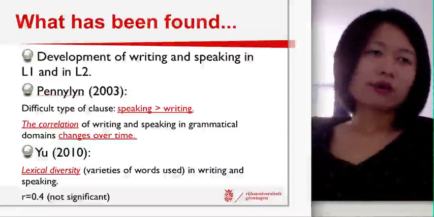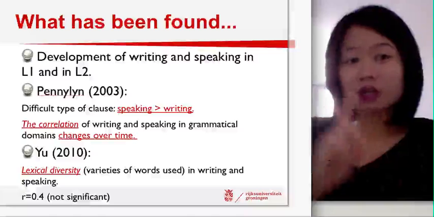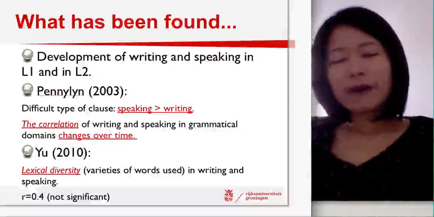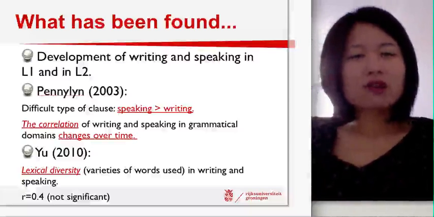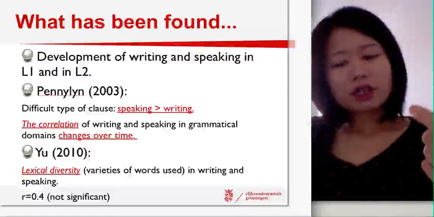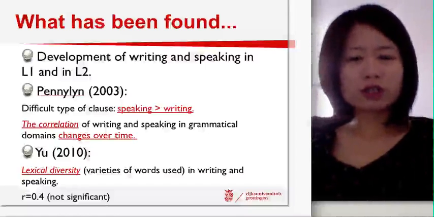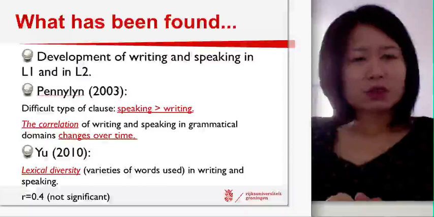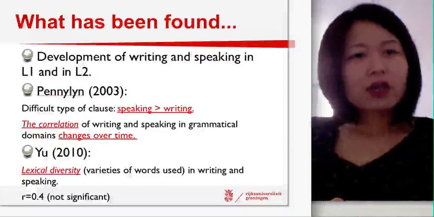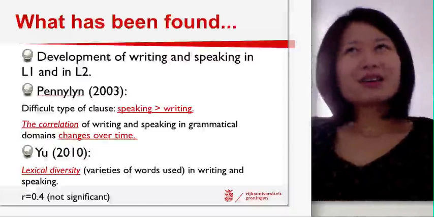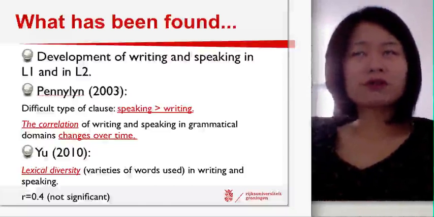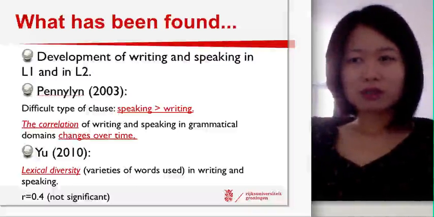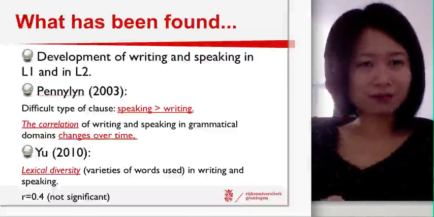Yu observed a group of advanced learners of English at the college level as well, and he compared the lexical diversity between writing and speaking. Lexical diversity refers to the variety of words used. And he did not find any significant difference between writing and speaking in terms of lexical diversity, but he found quite a high correlation between writing and speaking, which is 0.4. But this correlation was not significant. Maybe it's due to the limited number of data points he has.